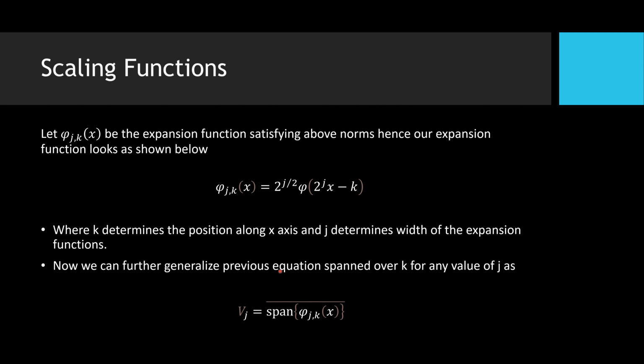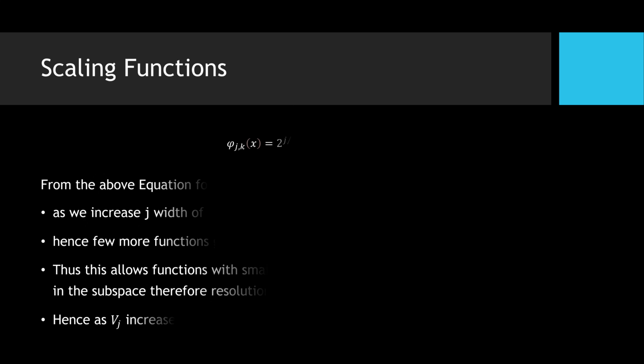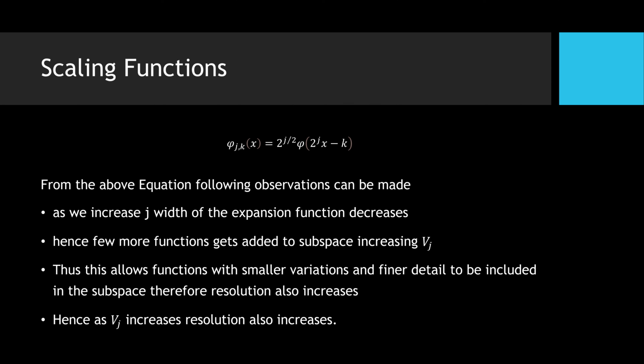Now we can further generalize our previous equation, which was spanned over k only, for any value of j. Now we are also adding a variable j. So it will be something like this: Vj equals the closed span of psi j comma k of x, where psi j comma k of x equals 2 power j by 2 psi of 2 power j x minus k. So this is our expansion function.